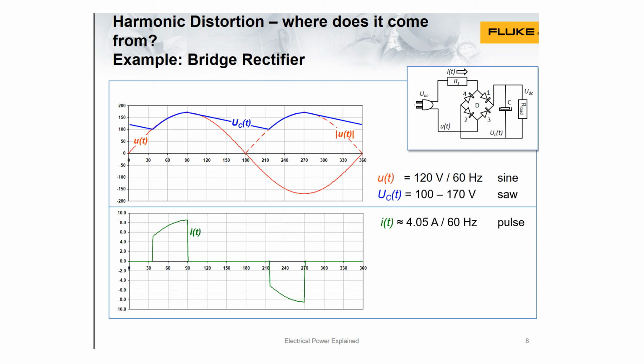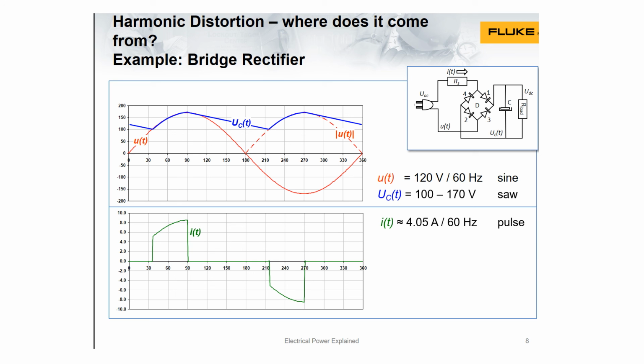From this point on, the current follows the voltage as if the load were linear. The capacitor is charged by this current, and UCT increases with UT until UT reaches the top of the sine wave and starts to decrease again at a phase angle of 90 degrees. The diode bridge becomes reverse biased again, and the current IT stops flowing. The capacitor is no longer being charged, and the voltage UCT starts to decrease again as it discharges into the load R load.